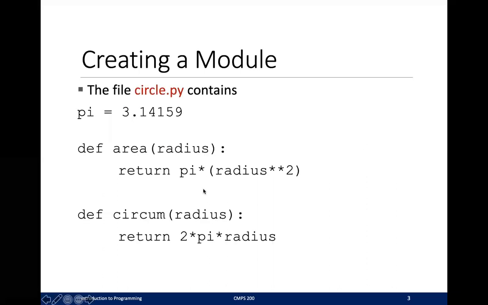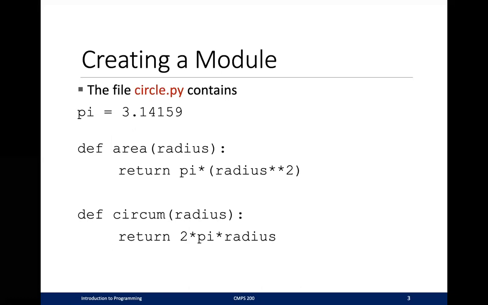Let's see a concrete example. Let's assume I have a file called circle.py. It's a program that deals with circles. It can compute the area of a circle given its radius, and it can compute its circumference given its radius. So I've defined two functions: one that takes radius as a float and returns the area of the circle with that radius, and the other one, circumference, which takes the radius and returns the circumference. And I've defined a variable here, pi, a constant, which has the value 3.40.